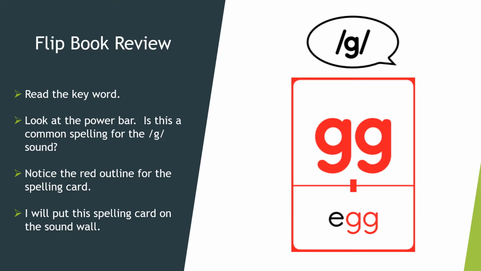Take a look at the power bar. Is this a common spelling for the G sound? This is not a more common spelling for the G sound. Notice that this spelling card has a red outline. I will put this spelling card on our sound wall. Remember, GG says G. Say G.